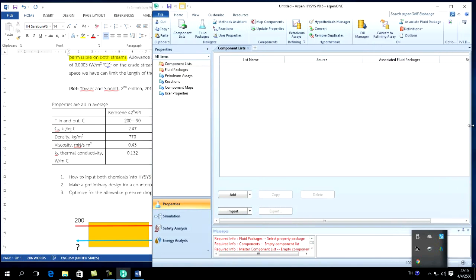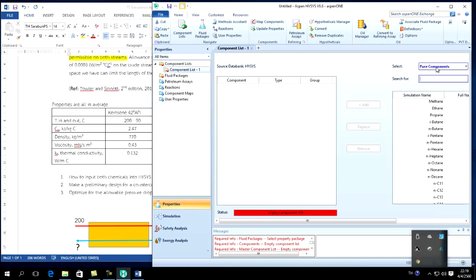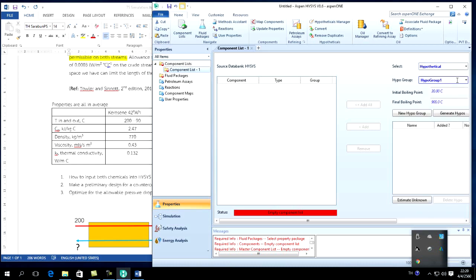I start with inputting the components, and because the component here is not a pure chemical, it's a mixture of some species of hydrocarbon in the kerosene as well as in the crude oil, so we have to work with the hypothetical technique.